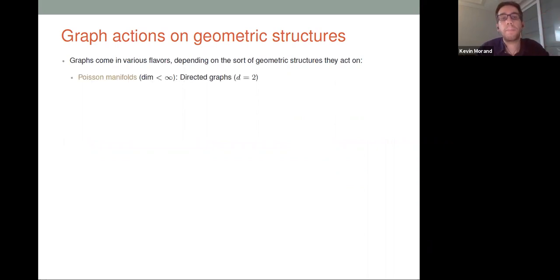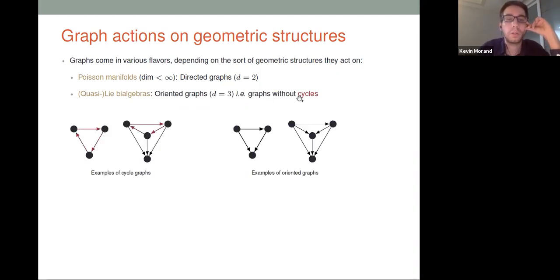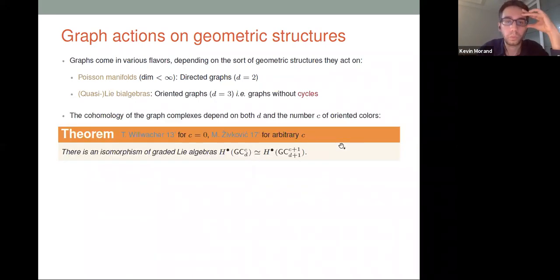Okay, so this is what happens for the Poisson case. But in fact, graphs come in different flavors. For Poisson manifolds, the relevant graph complex is the one we just saw, directed graphs with D equal 2. But for Lie bialgebras, we need to use oriented graphs. By oriented, I mean graphs without cycles. So we see two examples of cycles, a directed path from one vertex to itself. We need to get rid of all of these graphs and focus on so-called oriented graphs, the graphs that do not contain such cycles. And these are the graphs that preserve Lie bialgebras. So if we want to act on Lie bialgebras, we need to use only this space of graphs.